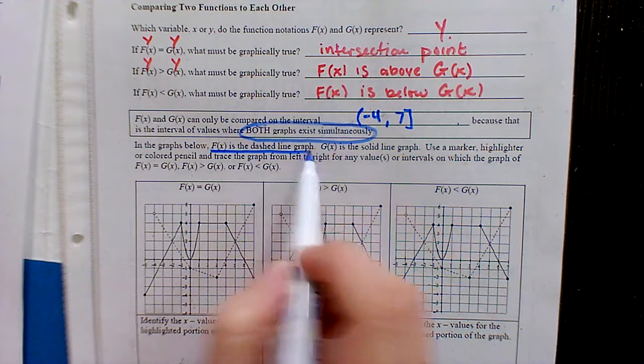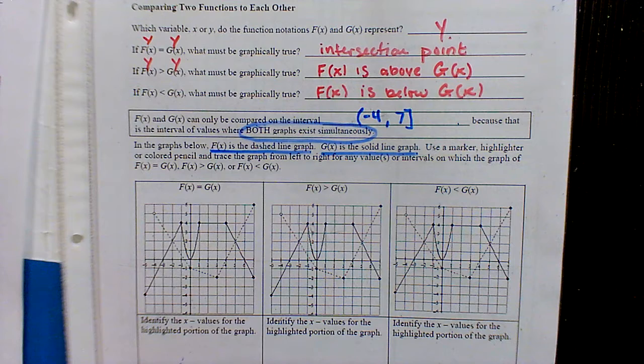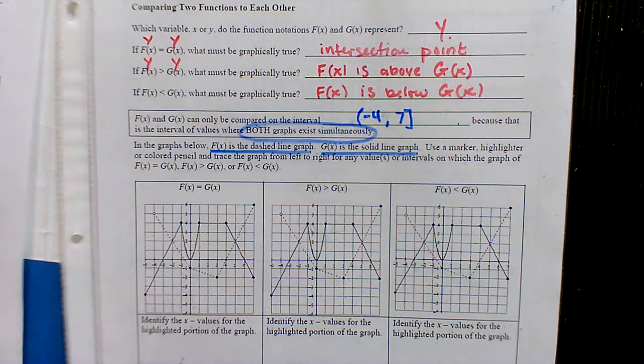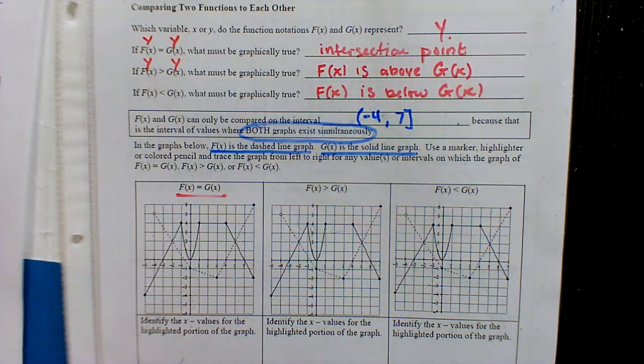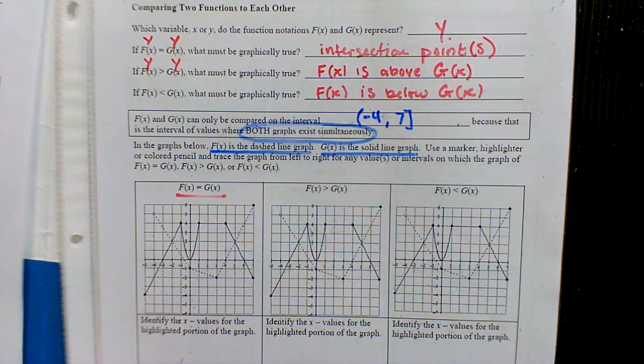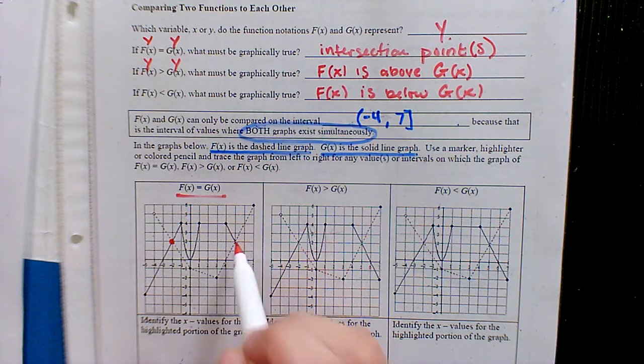F of x is the dashed line, g of x is the solid line. If you have a marker, colored pencil, or highlighter, let's go ahead and identify the different characteristics. The first graph is asking us where the graphs are exactly the same, aka their y values are exactly the same. So we're trying to find those intersection points. Maybe there's more than one. So go ahead and fill in or label those intersection points on your graph. Where does the solid line and the dashed line cross or touch each other?